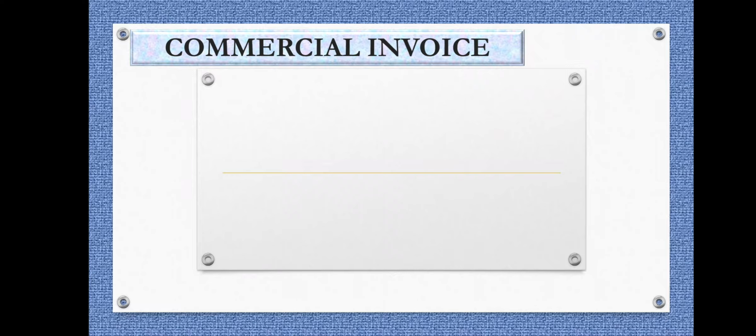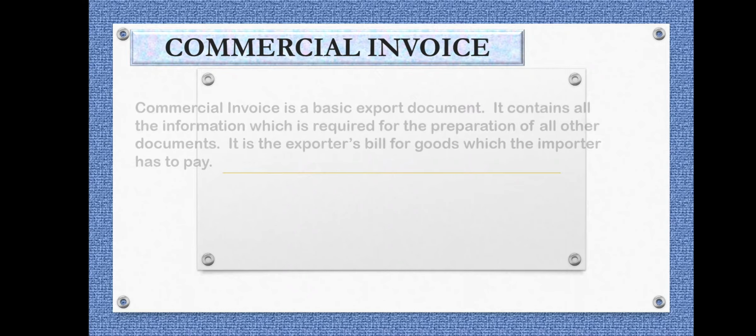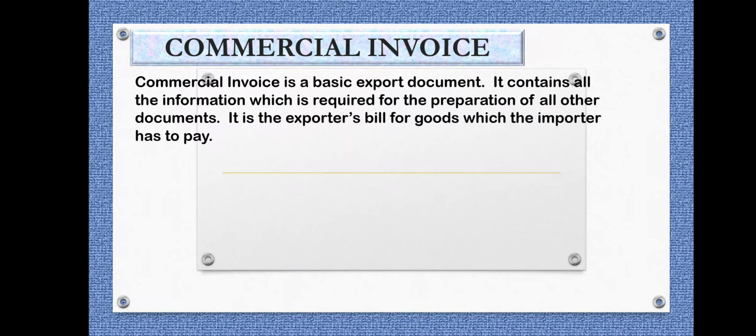Importer and exporter require various documents in foreign trade. The first document is the commercial invoice. Commercial invoice is a basic export document. It contains all the information which is required for the preparation of all other documents. It is the exporter's bill for goods which the importer has to pay.